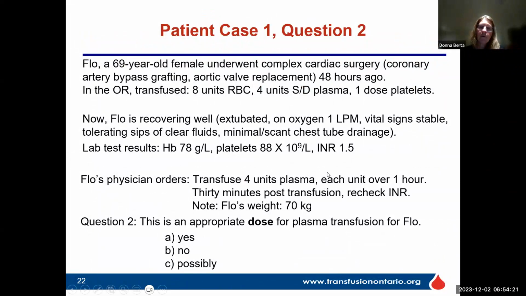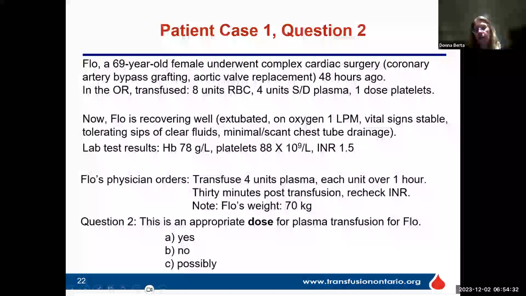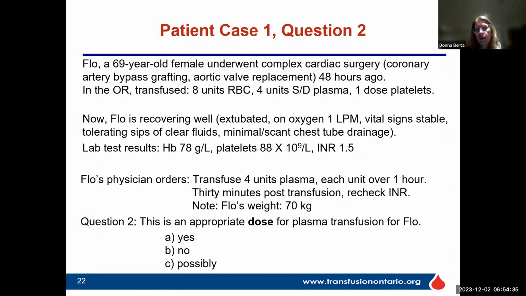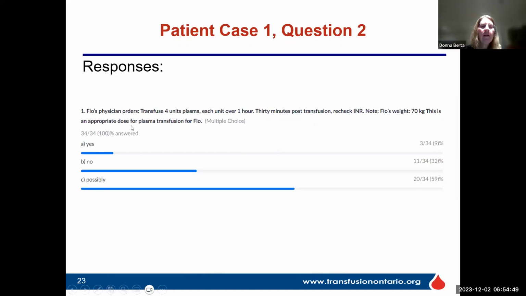So we'll go back to Flo's order here. We note now that her weight is 70 kilos, and this dose, 4 units, is that an appropriate dose for plasma transfusion for Flo? I've given you the choices here of yes, no, or possibly. I'll give you a moment to reply. Many of you have picked up on the possibly option or the no option. We'll discuss that a little bit further, but I would favor possibly or no.